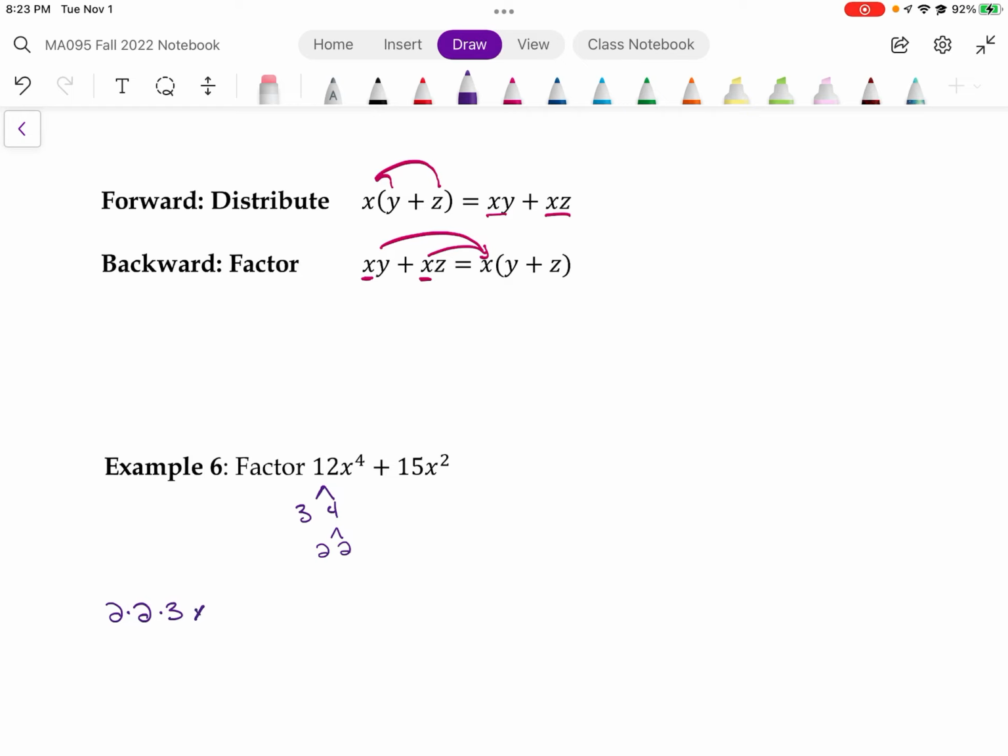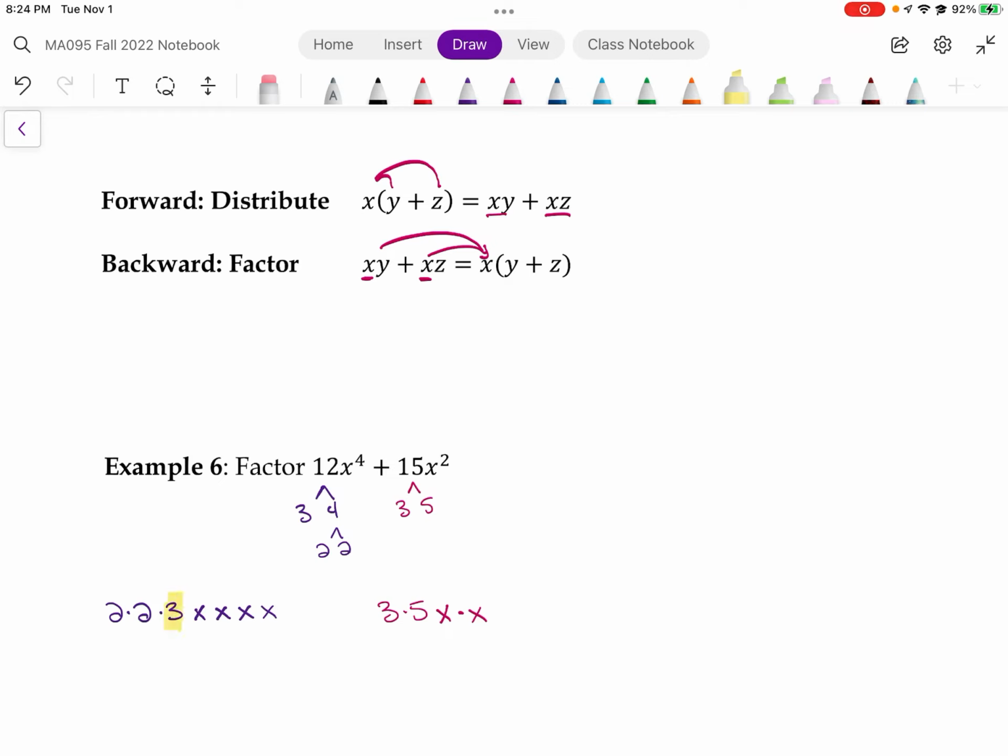And then x to the 4th is x times x times x times x. For the other one, we've got 15, which is 3 times 5, and x squared is x times x. Now what we're going to do is look for all the common factors. I don't have them written one above the other, but you could if you wanted to.